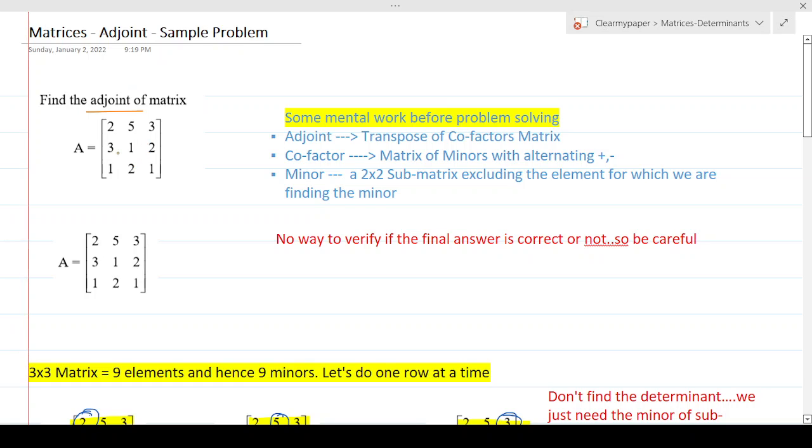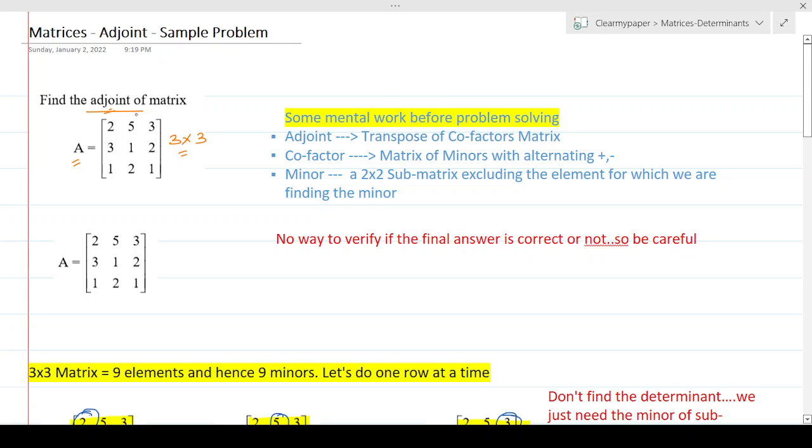The problem given is a matrix A, which is a 3 by 3 matrix, and we have been asked to find the adjoint of this matrix. And like I said, before you solve any problem in mathematics or any other subject, take a few seconds off, close your eyes and think about what is being given, what is being asked, and what are the different ingredients that you need to bring in to solve this problem. So we know they have given us a 3 by 3 matrix, and they are asking us to find the adjoint of the matrix. Now we need to know, for adjoint, what are the different ingredients that I need to recall from my muscle memory? What is the mental work I need to do?